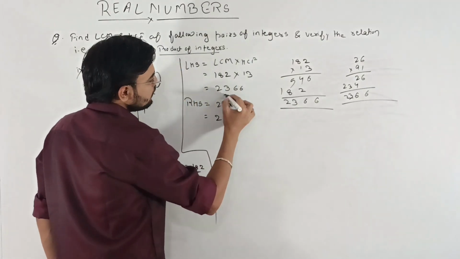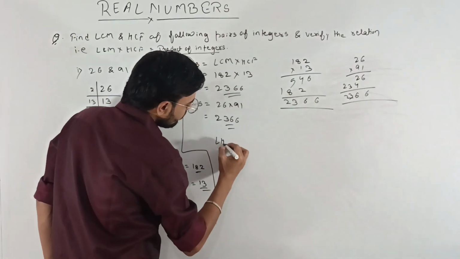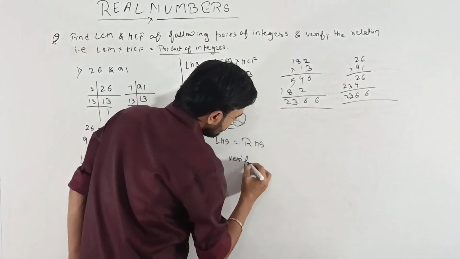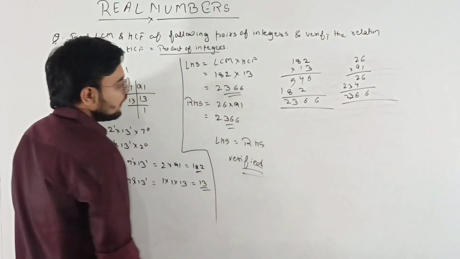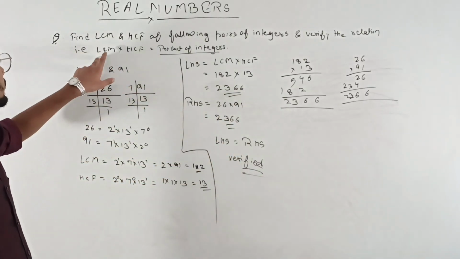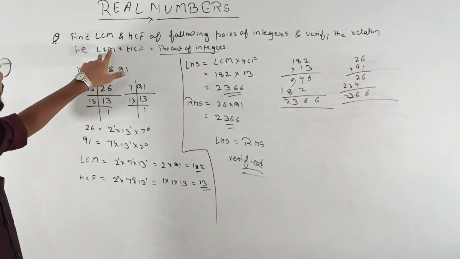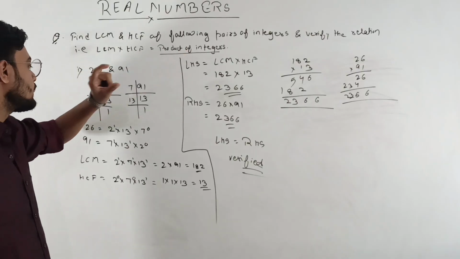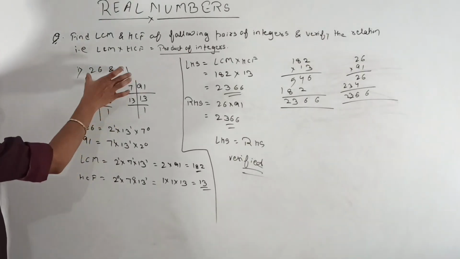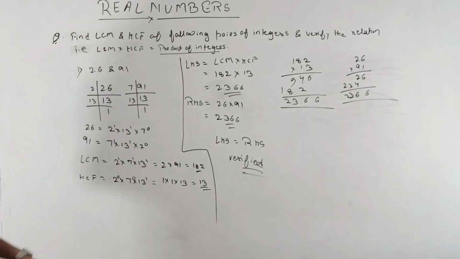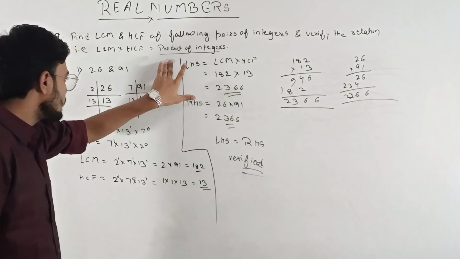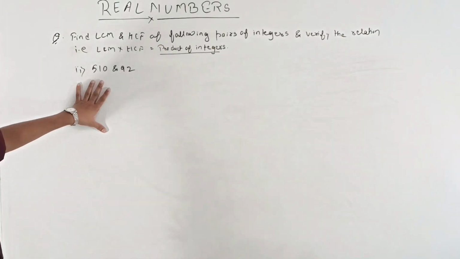Now look, LHS is equal to RHS. Then it is verified. Then this relation is true. What is the relation? LCM of A and B into HCF of A and B is equal to the product of the integers, that is A and B. If there are two numbers, then the LCM of these two and the HCF of these two is equal to the product of integers.